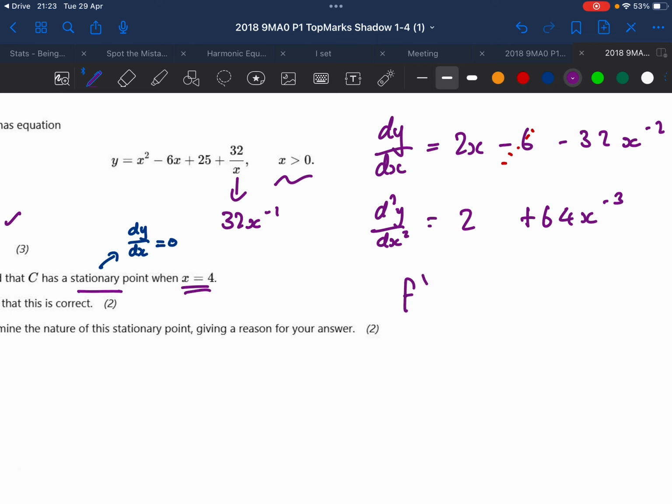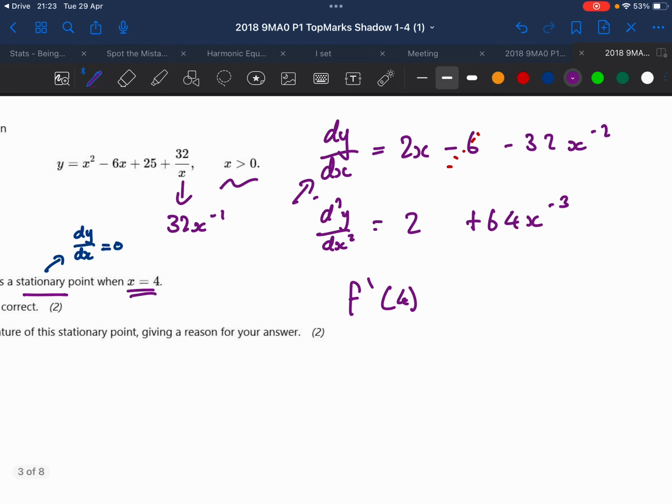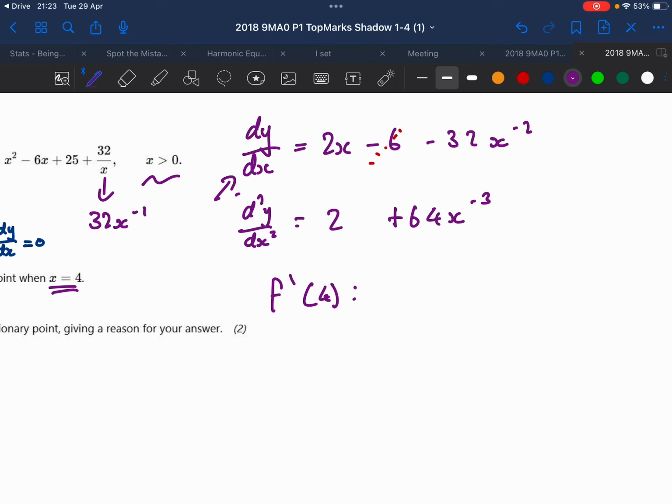So let's change the notation. Let's try doing this one here. Let's try putting 4 into the derivative. So what would that look like? That would be 2 lots of 4 minus 6, minus 32 lots of 4 to the minus 2. So this should give us a 0.